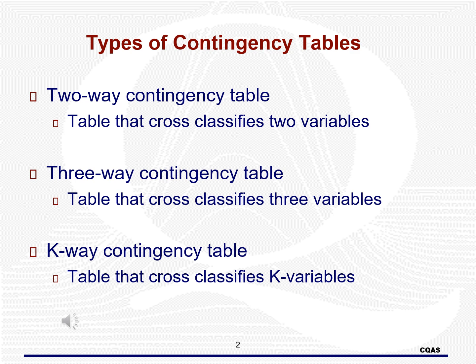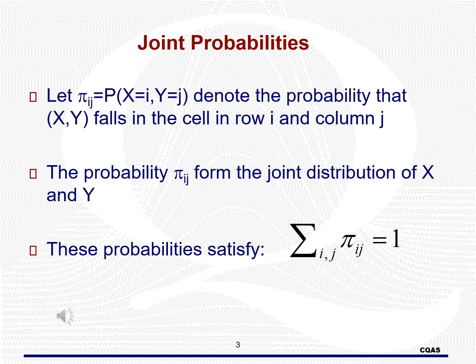In order to understand what is happening within these tables, we need to discuss probabilities. If pi sub ij denotes the probability that an observation falls in category i, j, then we consider it the joint probability for categories i and j. The set of these probabilities forms the joint distribution of x and y. These probabilities need to sum to 1.